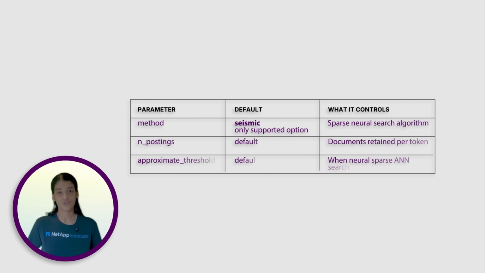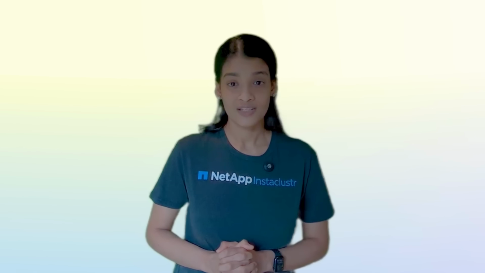3 parameters to know. You can see them on screen now. The only supported method is seismic. End postings controls how many documents are retained per token, and approximate threshold controls when neural sparse knn search activates. The defaults work well to start. Let's see it in action.